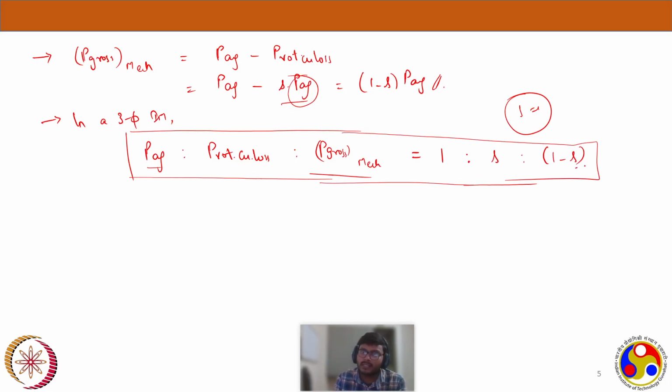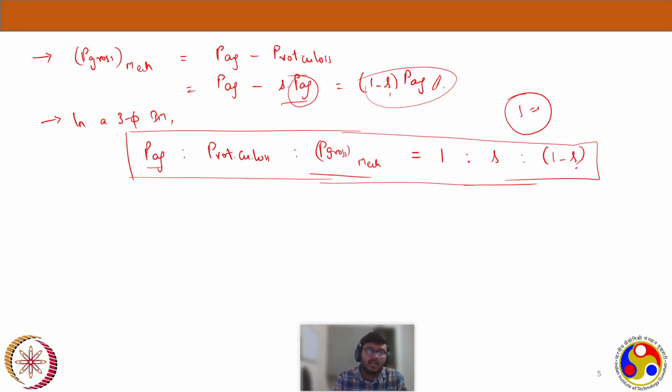So if you substitute S equals 1 here, the gross mechanical power is 0. There is no movement. We already discussed the S equals 1 condition. It's a standstill. Your machine is not moving. So whatever air gap power you provide, it will be entirely used to deliver the total copper losses in the circuit. There is no mechanical movement, so there is no gross mechanical power. It will be zero. That condition we already discussed is the standstill condition.